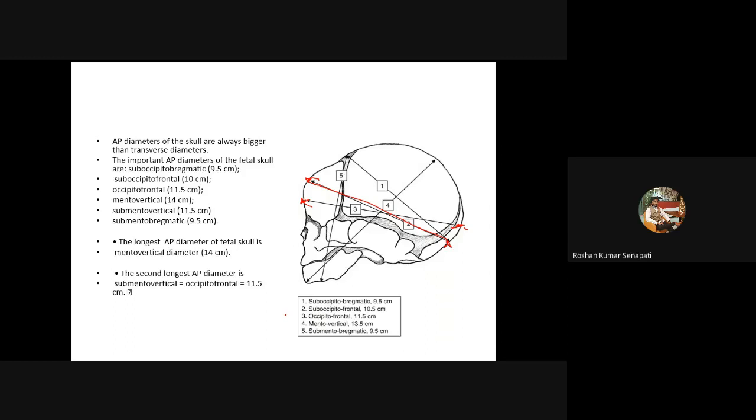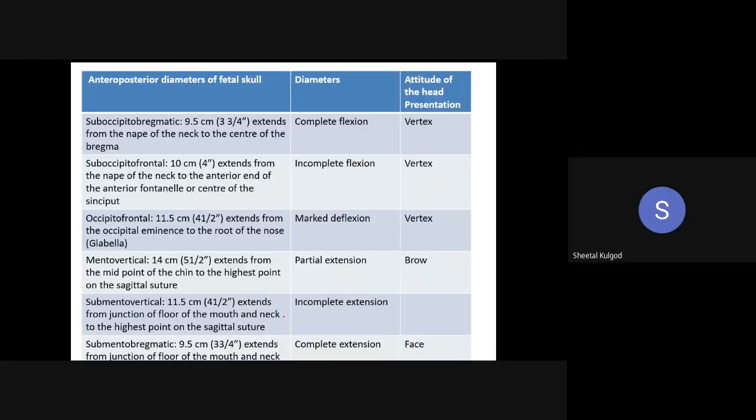Yes, ma'am. As I mentioned, the different engaging diameters of the fetal skull will be there in different parts of the fetal skull, which are presenting in different attitudes of the skull. Attitude means whether it is well flexed, incomplete flexion, deflection, or a total extension of the fetal head. Accordingly, the part presenting will be the vertex in complete flexion, the brow in partial flexion, and the face in complete extension of the fetal head. We will now understand the corresponding diameters of the fetal skull which will be presenting.